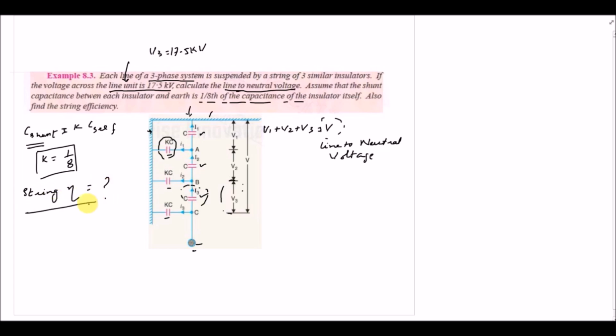So we have to calculate two things. The first one is string efficiency and the second one is line to neutral voltage. So we will start by applying KCL at node A and node B. I will be starting with KCL at node A.